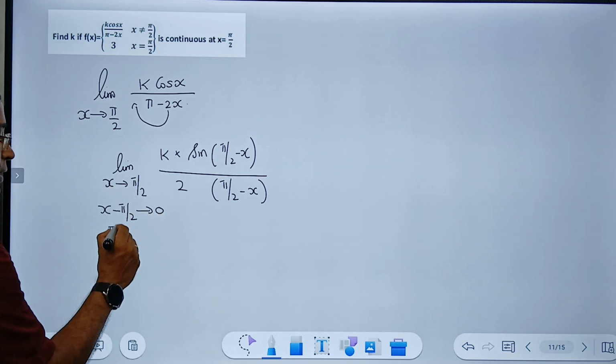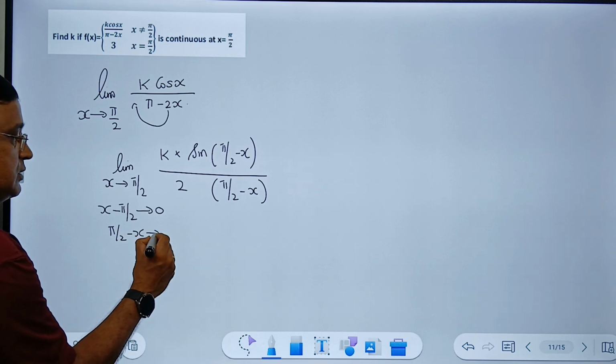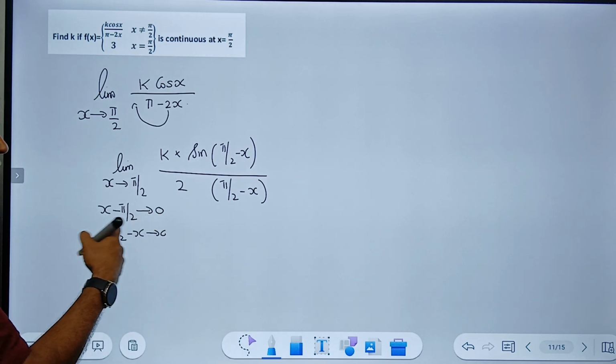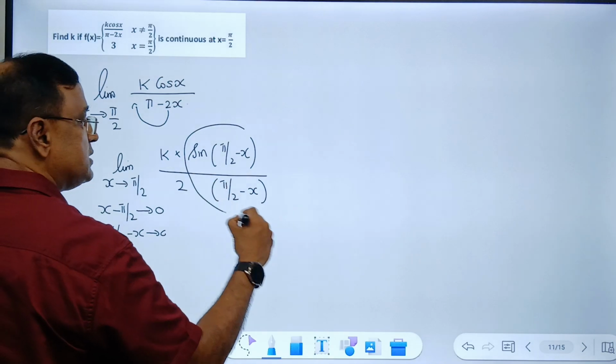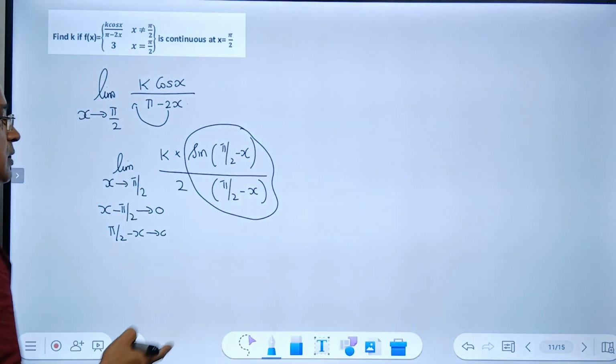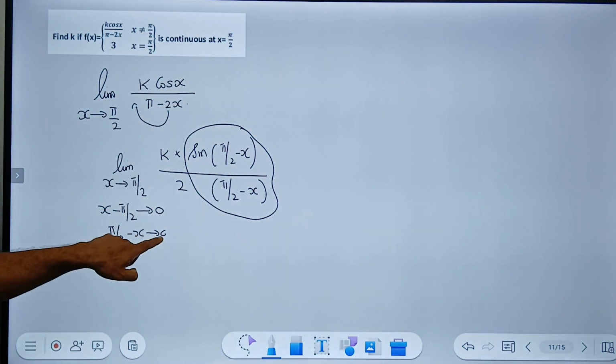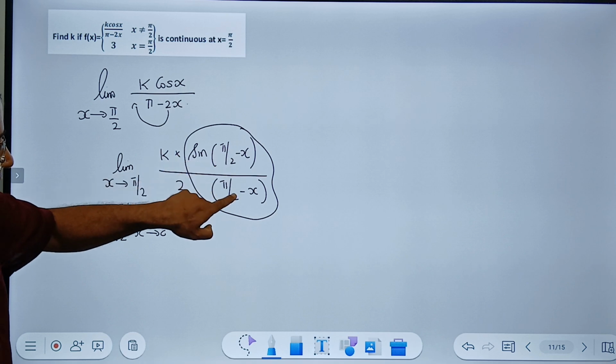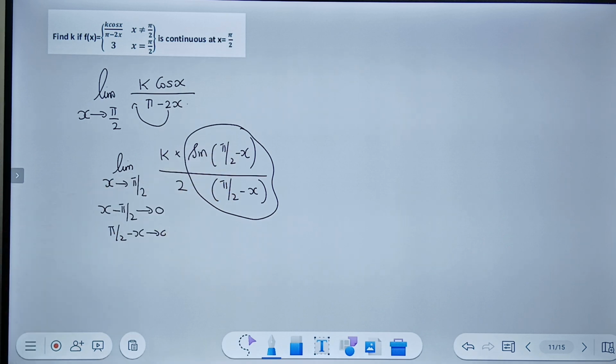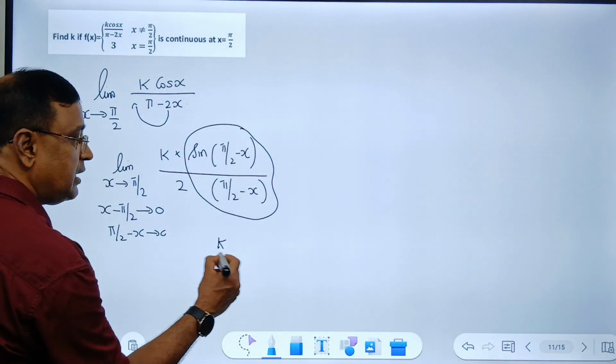And where will pi by 2 minus x go? Obviously to 0, because multiplying throughout by minus sign. So what happens to this? It satisfies the definition of the limit. Limit x approaches 0, sine x by x. Here my x is pi by 2 minus x. So my limit is k by 2.